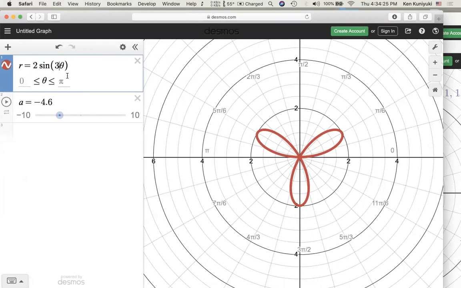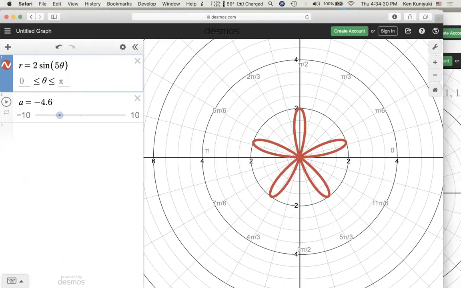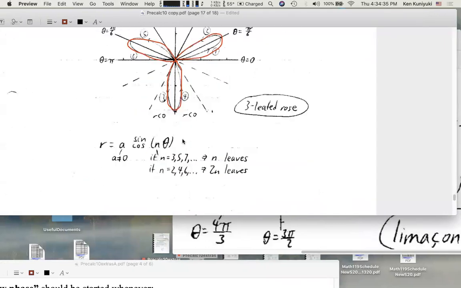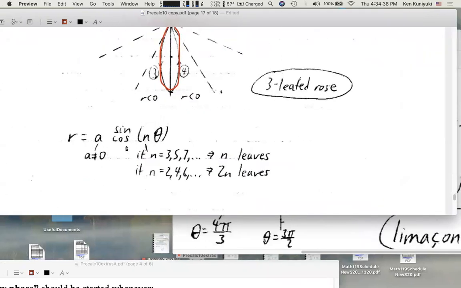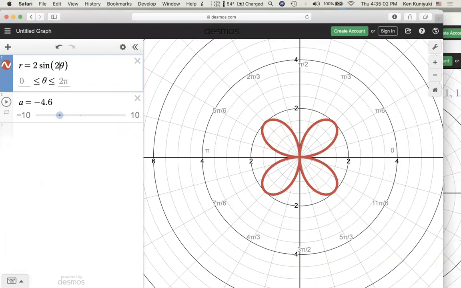It's not 4 leaves, it's 8 leaves. 5 theta, back to 5 leaves. 6, you have 12 leaves. So the rule is that if you have r equals a sine or cosine of n theta, let's assume a is non-zero. If n is odd, you have n leaves. If n is even, you have 2n leaves. Or you could think of it this way. In both cases, you have 2n leaves, but in the n odd case, you have n leaves overlapping on top of n leaves.